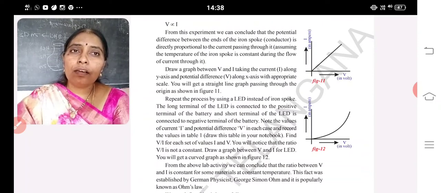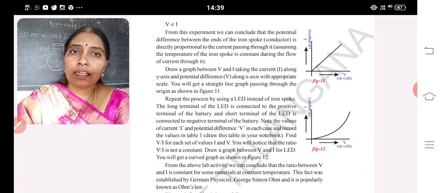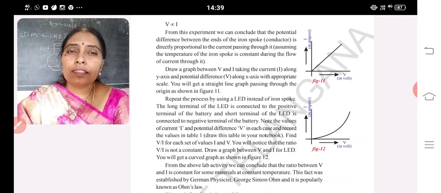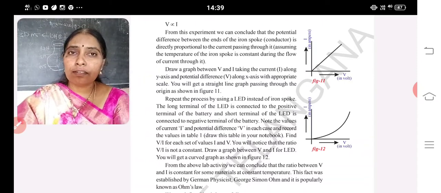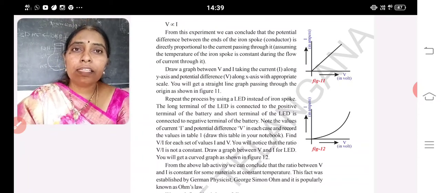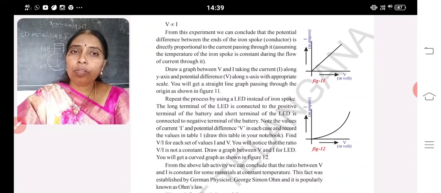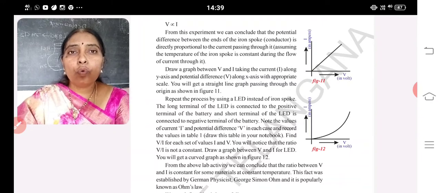What is our Ohm's law? V is proportional to I. What is V? Potential difference. And that symbol is read as directly proportional. I means current. Potential difference is directly proportional to electric current at a constant temperature. As the potential increases, current should increase. As the number of cells increases, the amount of current also should increase. But in the case of the LED, it does not happen. So the LED is not following Ohm's law. So it is said to be a non-ohmic conductor.